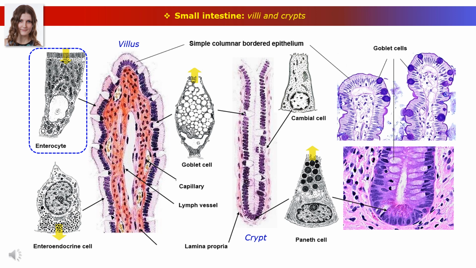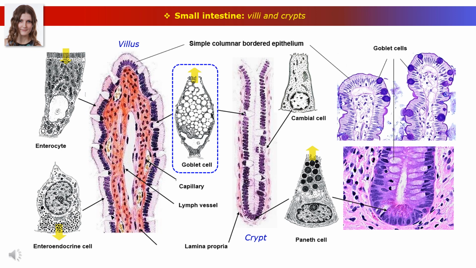Bordered enterocytes at the apical pole have microvilli, the totality of which forms a brush border. On the surface of the microvilli there is a glycocalyx containing enzymes that ensure parietal digestion. Between the enterocytes there are goblet cells. These are single-celled glands that secrete mucus, and endocrine cells.